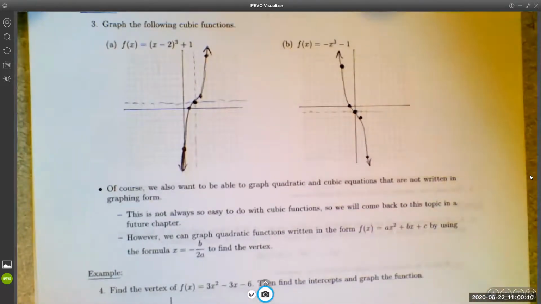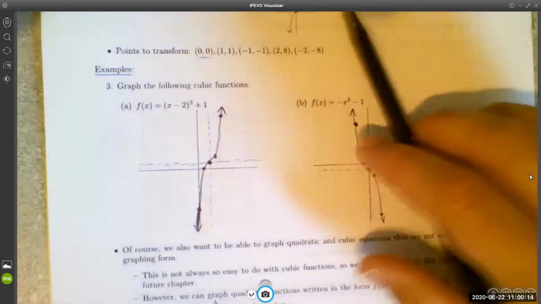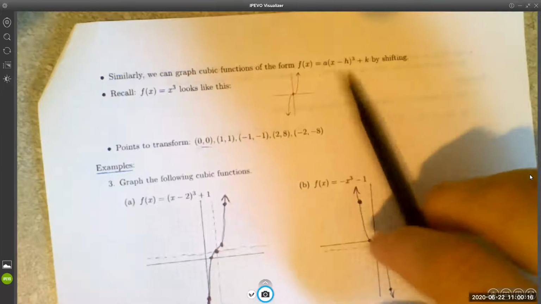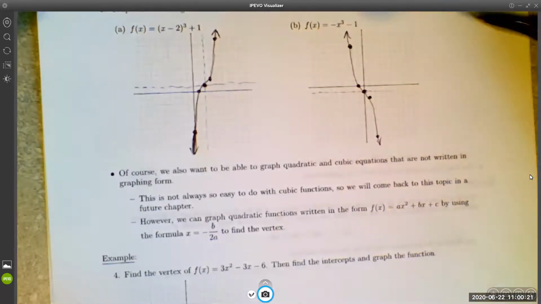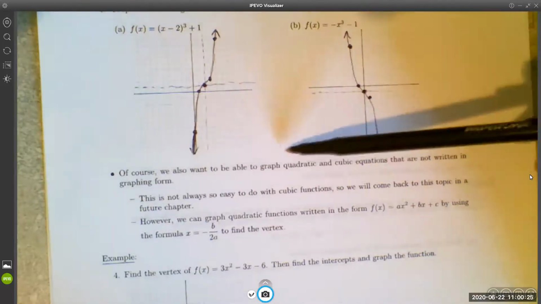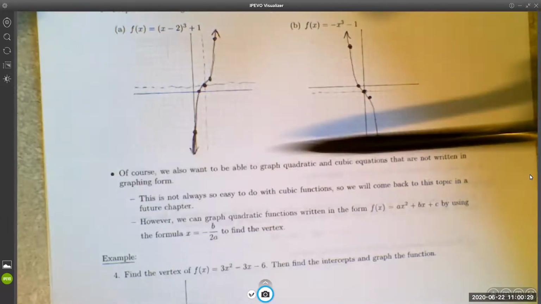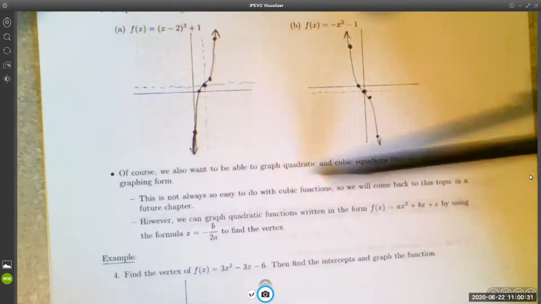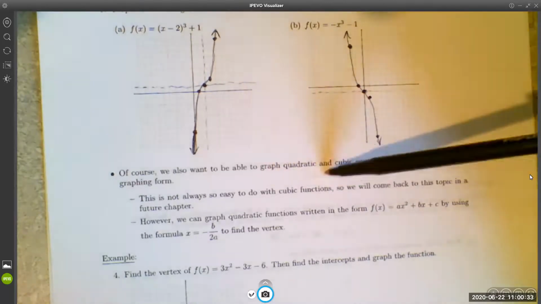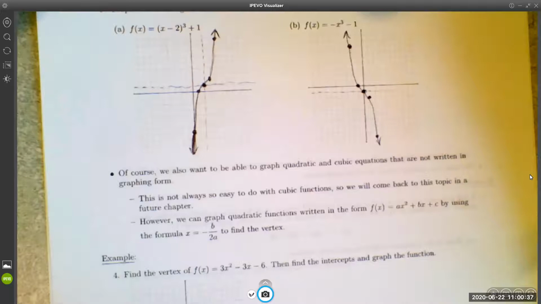Now, the graphs that we've done so far have been given to us in this nice graphing form up here. That's not always how these things are given to us. So we want to be able to graph quadratic and cubic equations that are not written in graphing form. This is not easy to do with cubic functions, actually, so we're going to come back to that topic in, I think, chapter 4.